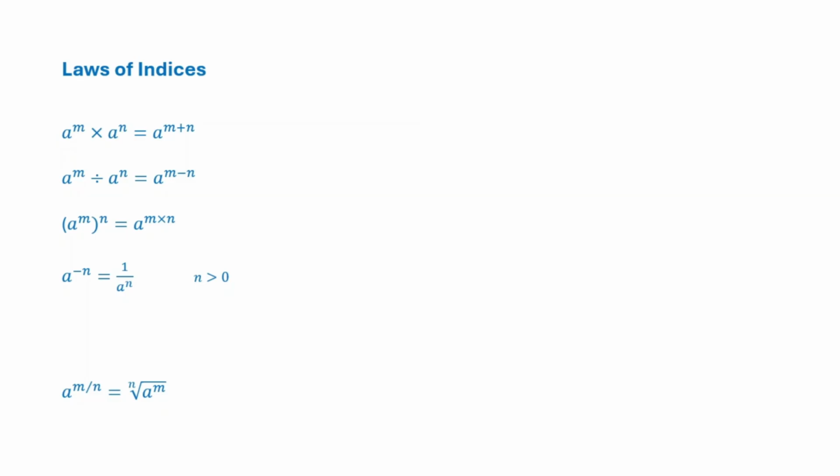The first rule tells us what happens when we multiply powers with the same base. When the bases are the same, we keep the base exactly as it is and add the exponents. Let's look at the example. Here, both powers have the same base, which is 4. So we keep the 4 exactly as it is and simply add the exponents. 3 plus 2 gives us 5, so our final answer is 4 to the power of 5.